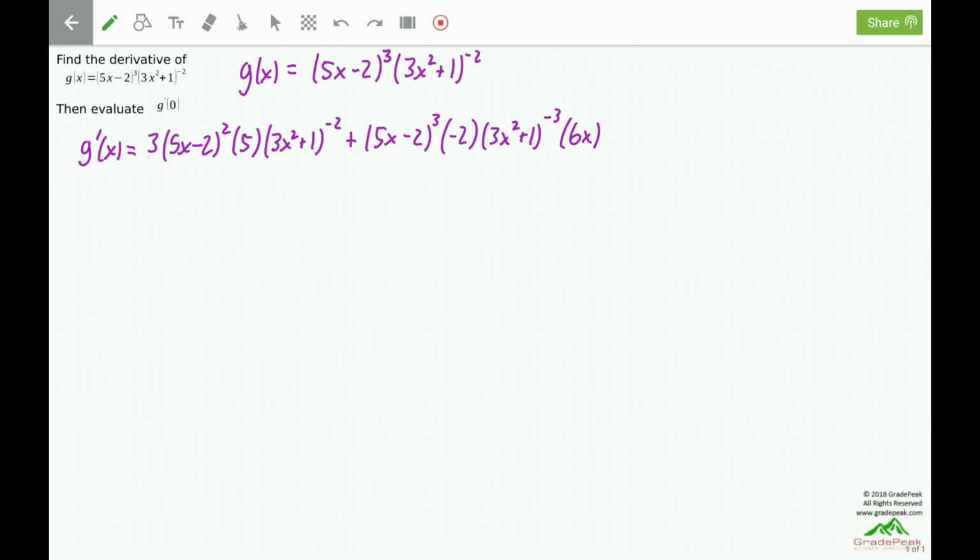Our next step is to put constants together. We have that 3 and that 5. We can multiply them together to give us a 15, and then (5x minus 2) squared, and (3x squared plus 1) to the negative 2. And then we have this negative 2 and this 6x, and those can multiply to be a negative 12x. And we have (5x minus 2) cubed, and we have a (3x squared plus 1) to the negative 3 power.